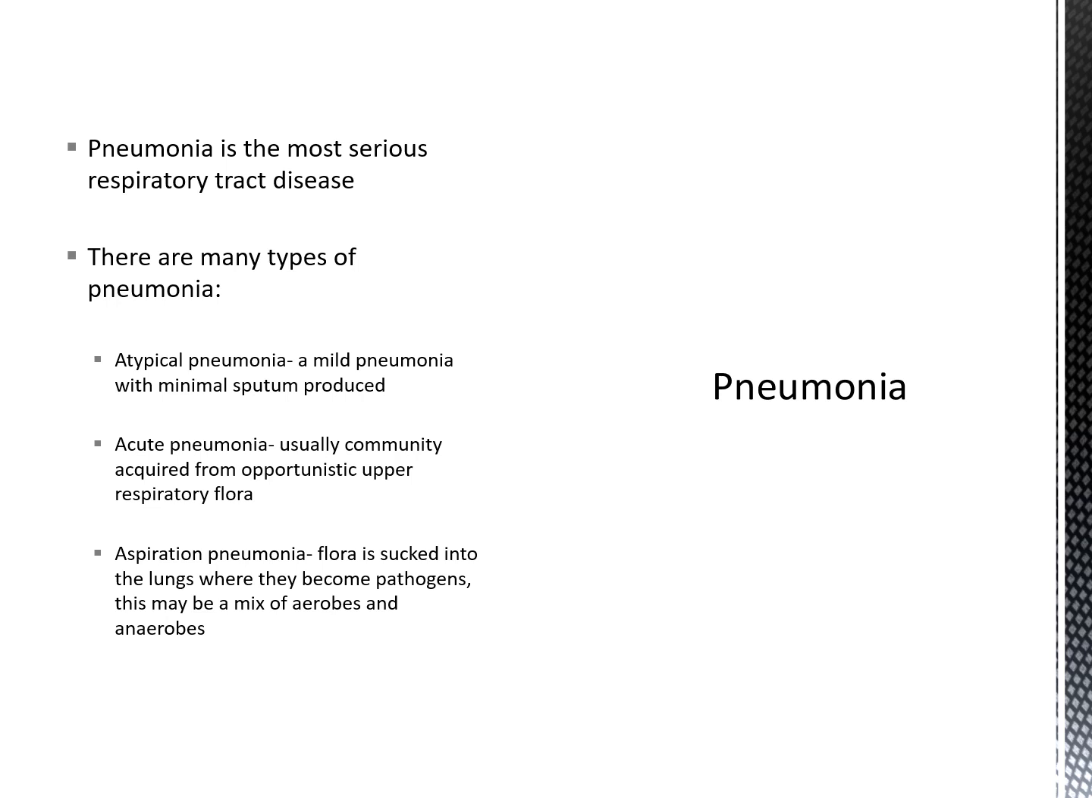Then there's acute pneumonia, which is usually community acquired from an opportunistic upper respiratory organism. And then there's aspiration pneumonia, where the flora that is in the upper respiratory tract is sucked into the lungs where they become pathogens. This may be a mix of aerobes and anaerobes as well. This is usually due to incomplete glottic closure and suppressed cough reflex. So you can see this in older people when they have a suppressed cough reflex.